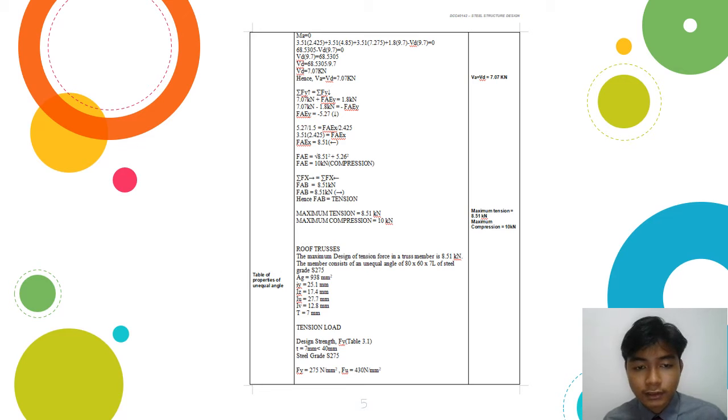After that we solve force to the right equals to force to the left. So FAB is equal to 8.51 kilonewton. So FAB is a tension. Maximum tension is 8.51 kN. Maximum compression is 10 kilonewton. So we go to the next step, which is to determine the properties, table of properties.